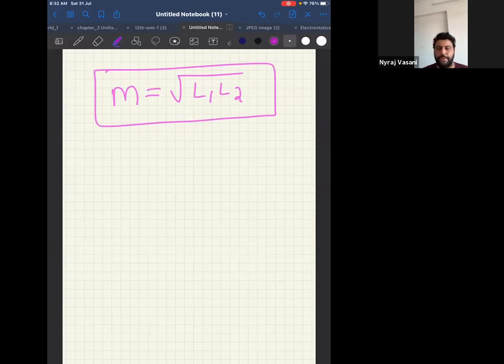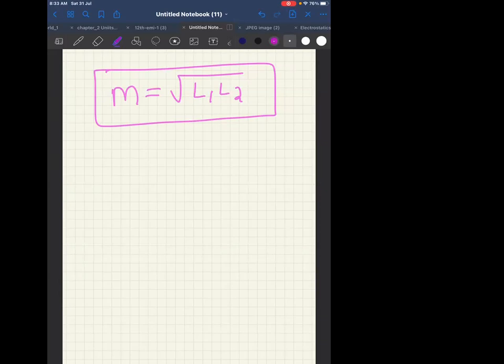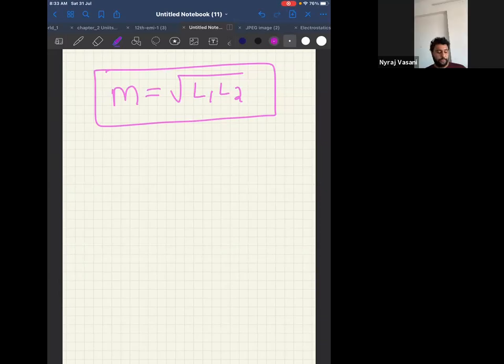So write down just one topic as a point: the total mutual induction when two coils are linked together is given by M is equal to square root of L1 L2.